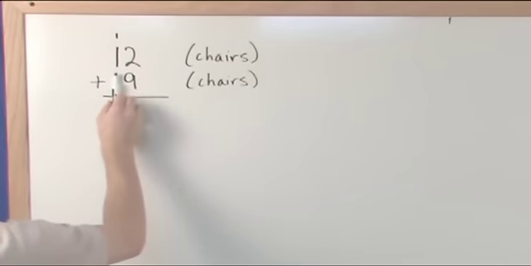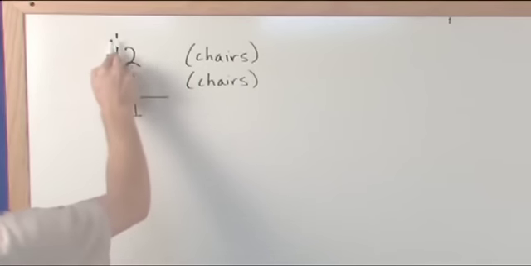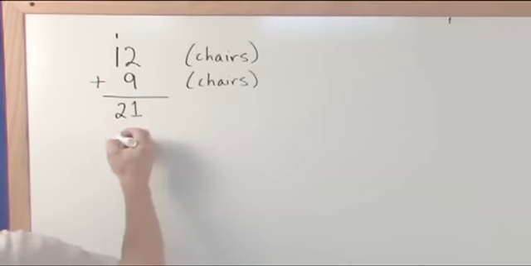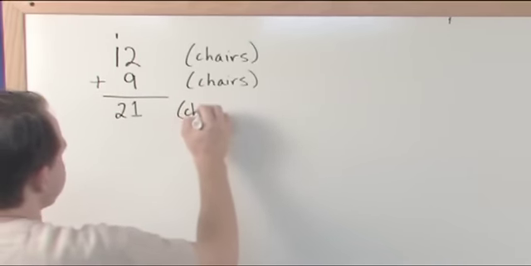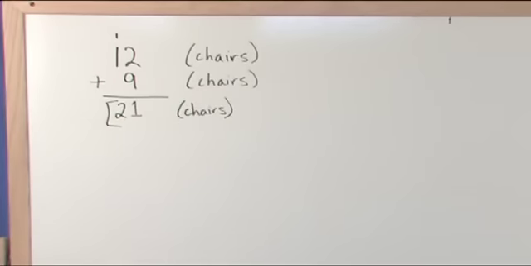So then you go over to the next column, and you have a 0 down here. This blank means 0, so there's nothing there. But you have 1 plus 1 more that we carried gives you 2. 21. And that's 21 chairs. Okay, so that's the answer, 21 chairs. So make sure you understand this.